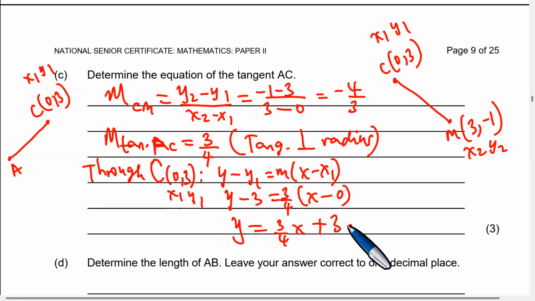Right. So that is the equation required of the tangent AC. The equation of the tangent is that one there, because it is perpendicular to the radius here, and this one is M with the coordinates 3, minus 1. Right, so this is what we have. Next question.